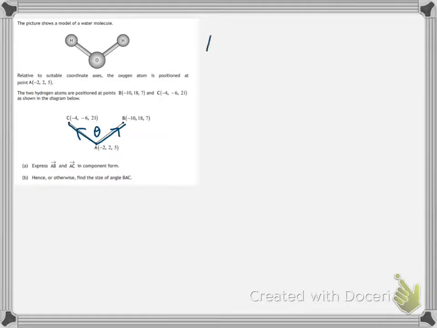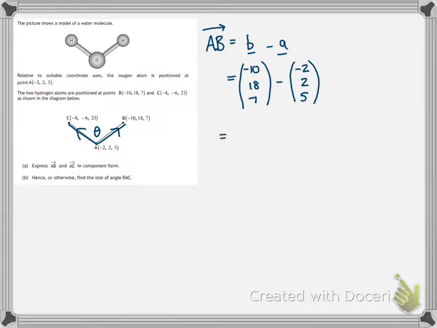So if I want to work out the vector AB, I've got to use my position vectors B take away A. So position vector B is -10, 18, 7, and position vector A is -2, 2, 5. And then work that out. So that's going to give me -10 add 2, which is -8. Then 18 take away 2, which is 16. And 7 take away 5, which is 2.